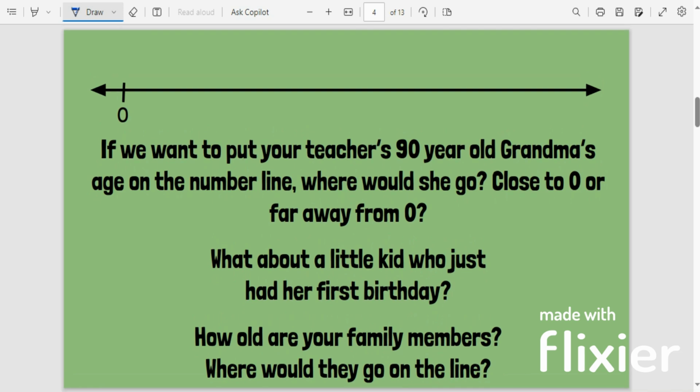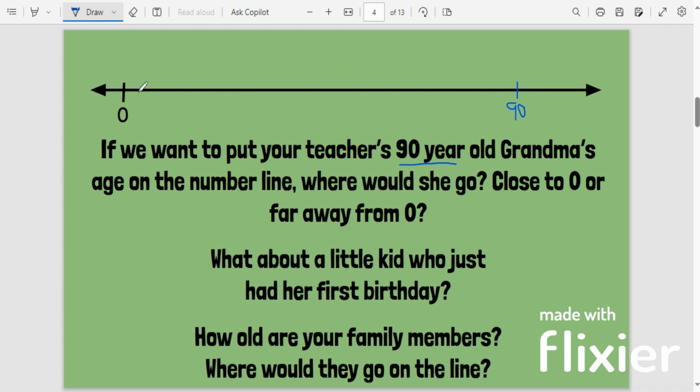For example, if you want to put your teacher's 90-year-old grandma's age on the number line, where would she go? Would it be closer to 0 or would it be far away from 0? Well, here I notice that it would say that my grandparent is 90 years old. I know that 90 is not close to 0. So on this open number line, I would place the number 90 far away.